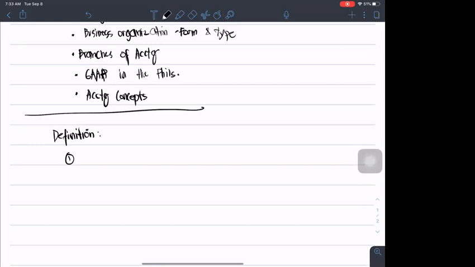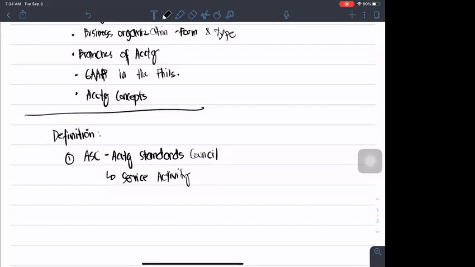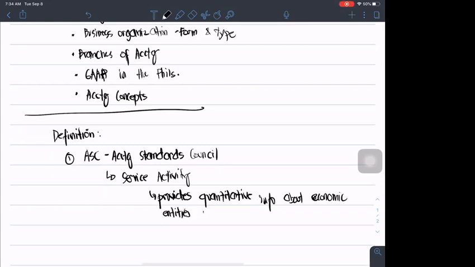The first definition is the definition provided by ASC, known as the Accounting Standards Council. Accounting is defined by the ASC as a service activity. So the question is, why is accounting a service activity according to the Accounting Standards Council? Because it provides quantitative information, primarily financial in nature, about economic entities that is intended for making useful decisions.